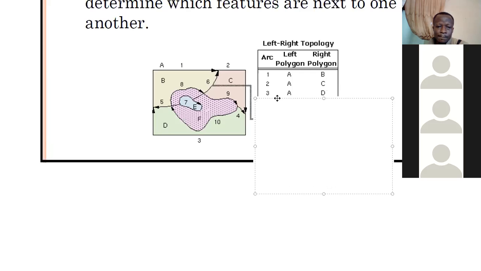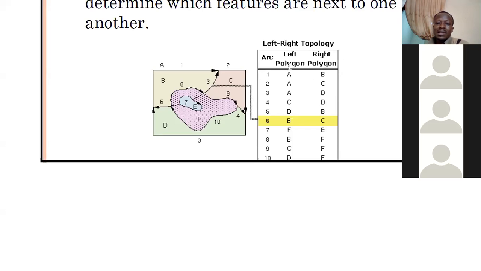Let's try arc number 4. The arc is this small line here. Can you see my cursor moving? And the arrow is going down this way. So what is to the left? What's to the right? Left is C and the right is D. Okay, so this is it. It may not even come in the exam, so don't worry about it. Sometimes we talk about this very interestingly in class, but when I go to the exam, it's not there.